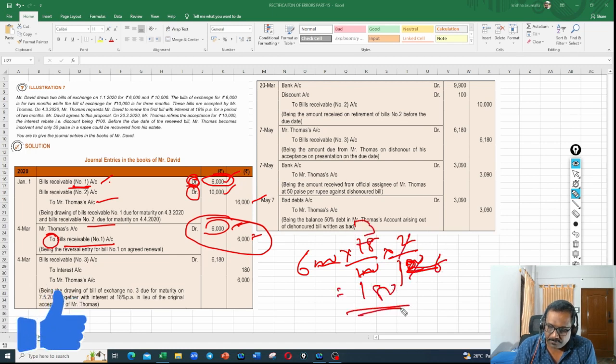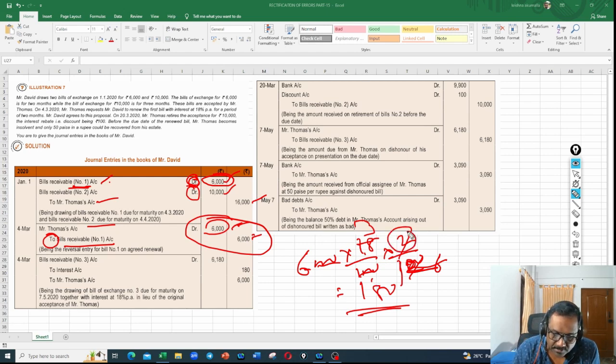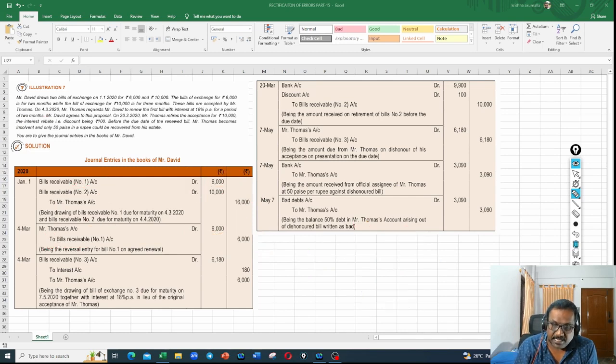180 rupees. How did I get 180 rupees? 6,000 into 18% per annum. 18 by 100 into 2 by 12. The new bill he is requesting him to write for 2 months. Getting my point? So 6,000 rupees into 18 by 100 into 2 by 12 is 180 rupees. So with interest, he is going to accept.